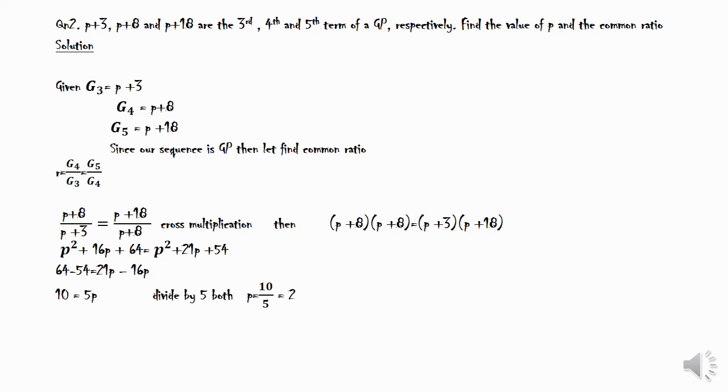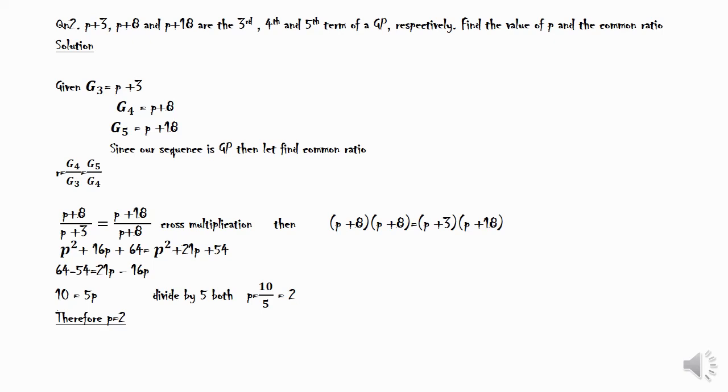So divide by 5 both sides, you get p is equal to 10 over 5, which is equal to 2. Therefore p is equal to 2. We found that our p is equal to 2.